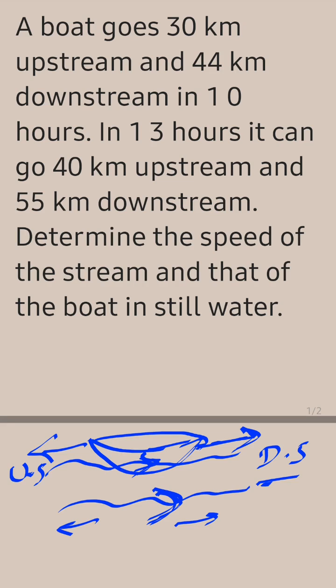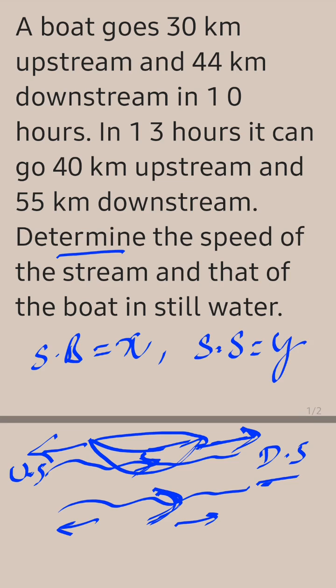Okay, first, what is x, what is y? We are dealing with a pair of linear equations in two variables, so first we have to know what the two variables are. Here we are going to determine the speeds of the stream and the boat. So the speed of the boat I'll take as x kilometers per hour, whatever it may be, and the speed of the stream is y kilometers per hour. So x, y we got it.